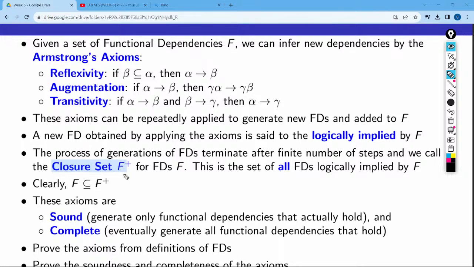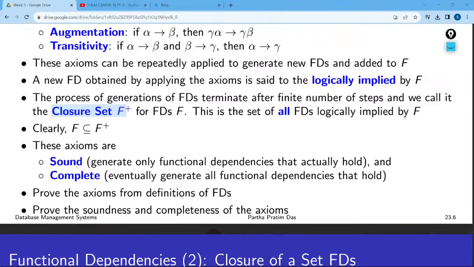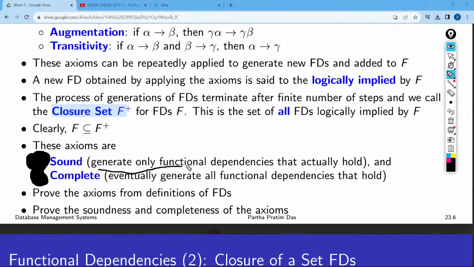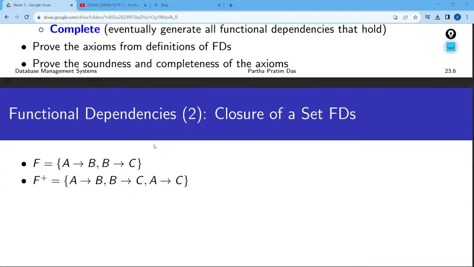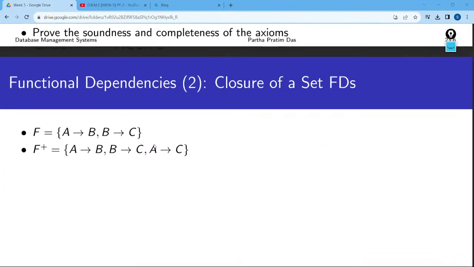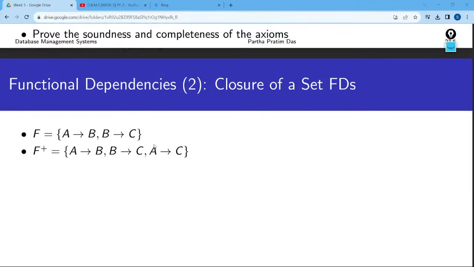Now, this is what you should know, that these axioms are sound and complete, meaning they generate only functional dependencies that actually hold, and eventually they will generate all the functional dependencies that may hold. Prove the axioms from the definitions of functional dependency and closure set of functional dependencies, right? Proving the soundness.